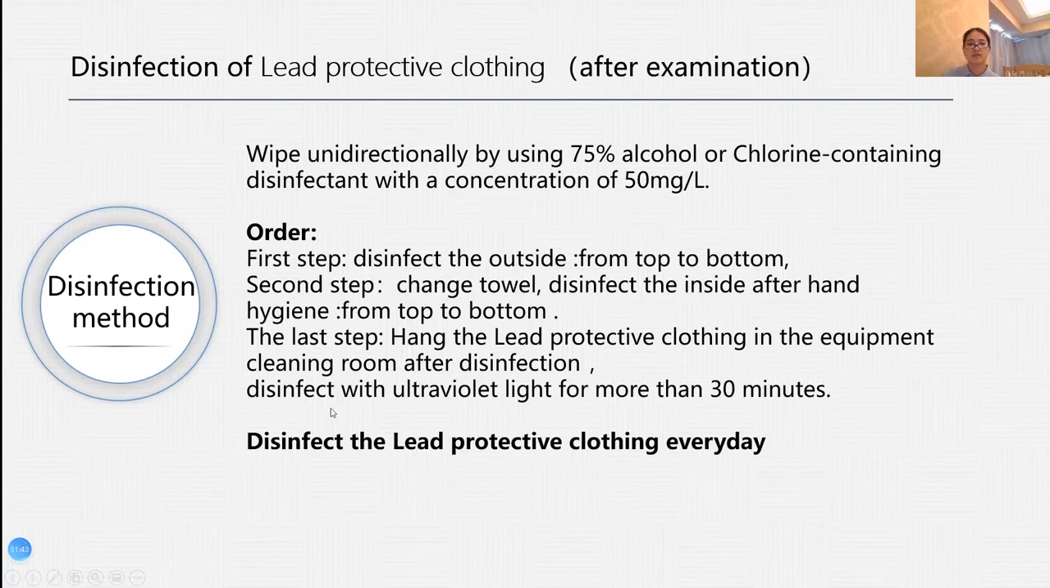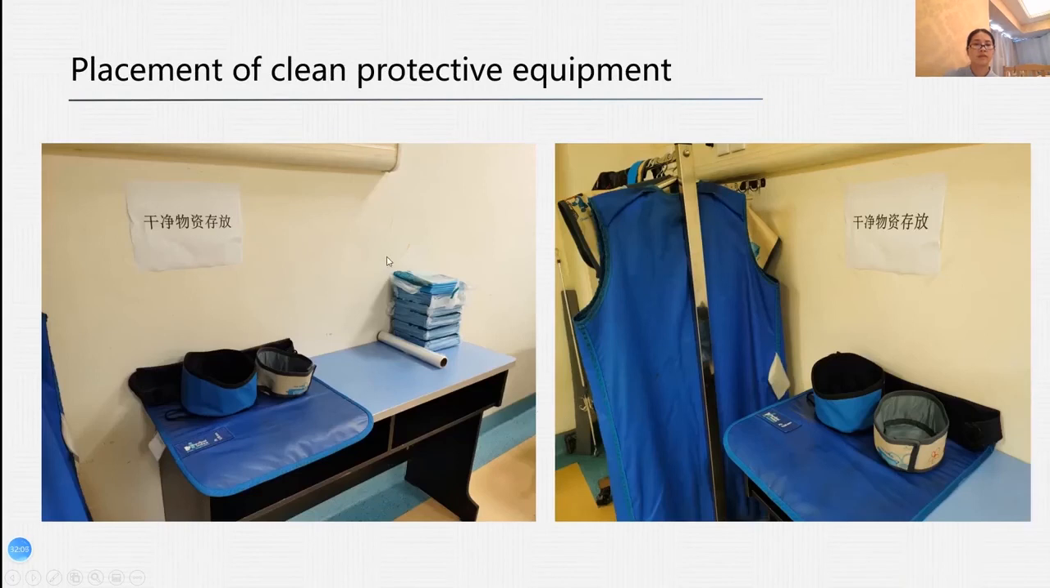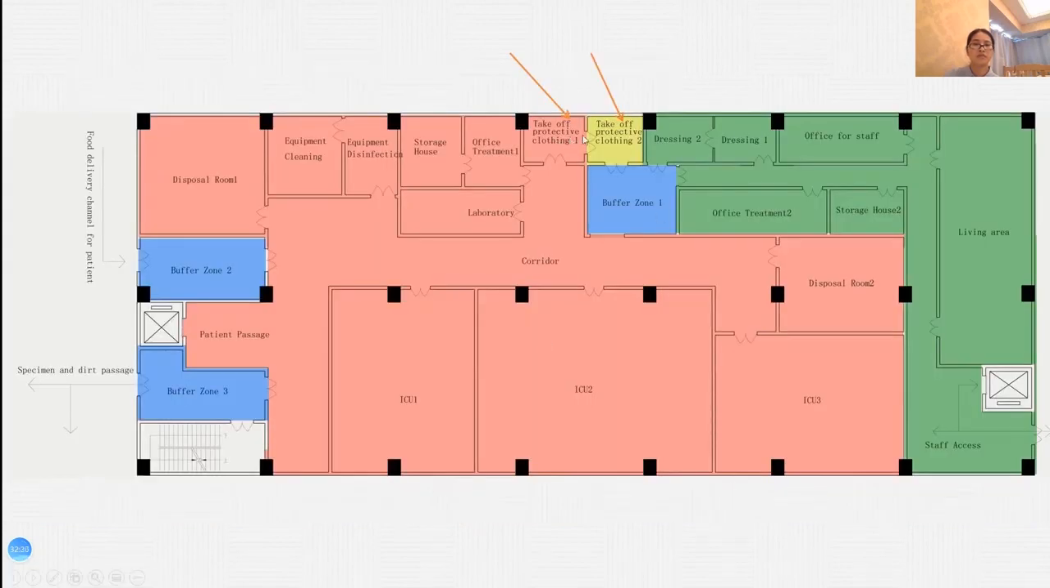Also, we should do the disinfection with ultraviolet light for more than 30 minutes. And last, disinfect the lead protective clothing every day. It's very important for other radiographers. And after the disinfection, we place all of these here, and then we can use them next time. And this is the room for radiographers to take off their protective clothing.